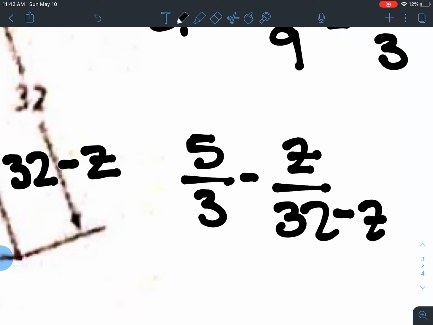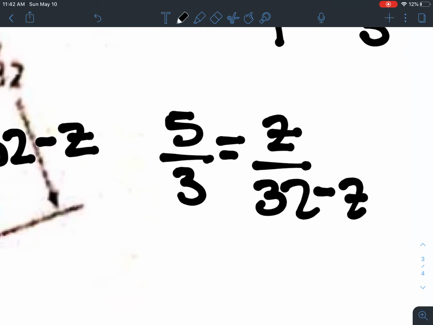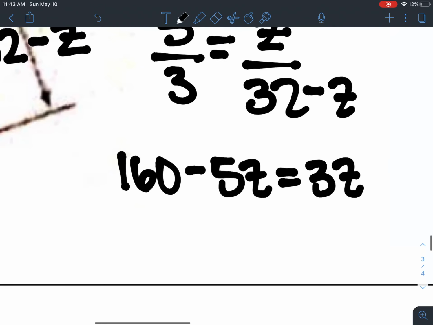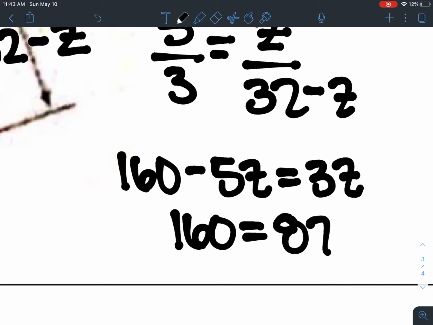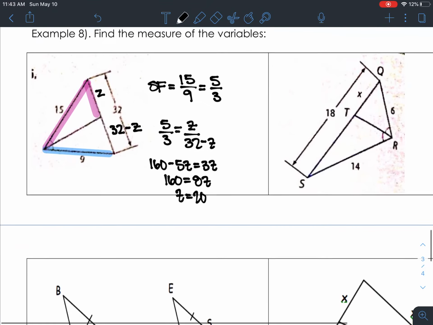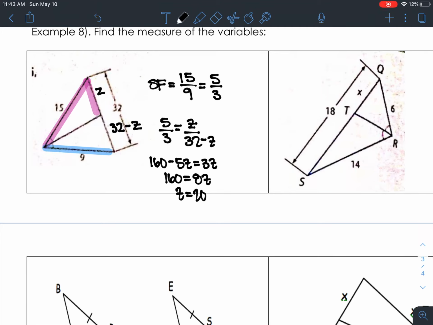So I'm now going to cross multiply. When I take that 5 and distribute it through, I'm going to get 160 minus 5z is equal to 3z. Adding that 5z over, I'm going to get 160 is equal to 8z. And then if I divide out that 8, I'm going to get z is equal to 20. So once again, you're not always going to be given the variable. You can assign one of those segments to be the variable, and then the other one is going to be the difference between the full length and the other segment.